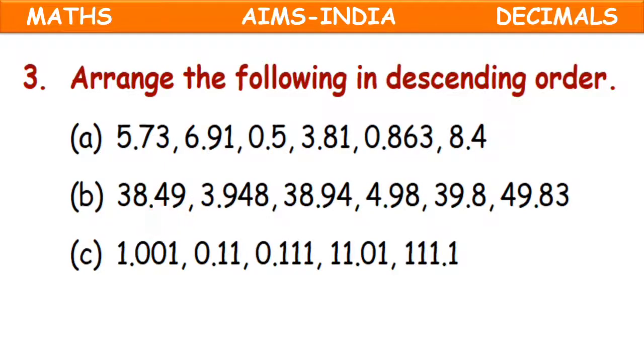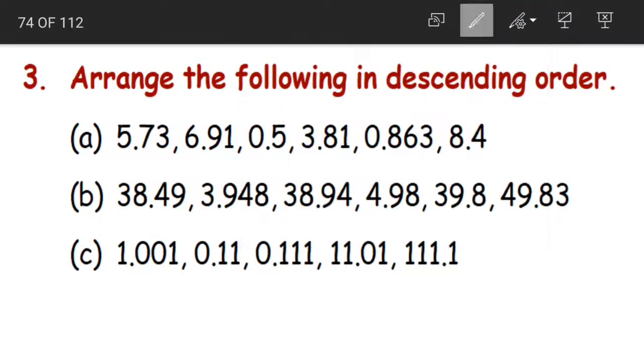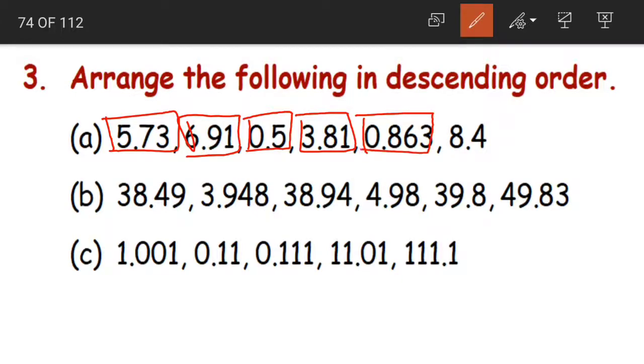If you look at the first question, the decimals we have are 5.73, 6.91, 0.5, 3.81, 0.863 and 8.4. Here we are having 6 decimals and we have to arrange them in descending order. Descending order means the greatest to the smallest. So from the given decimals we have to find out the greatest decimal first. How will we find out?